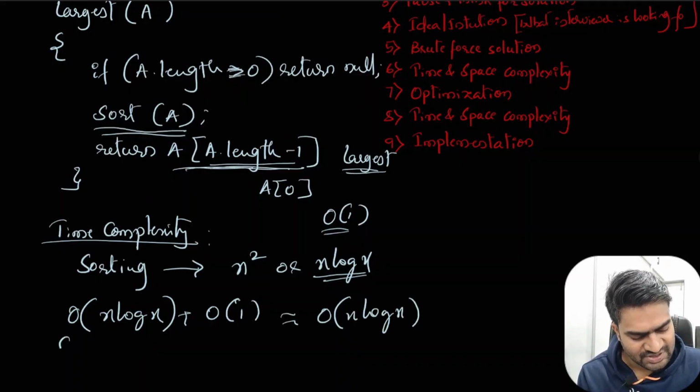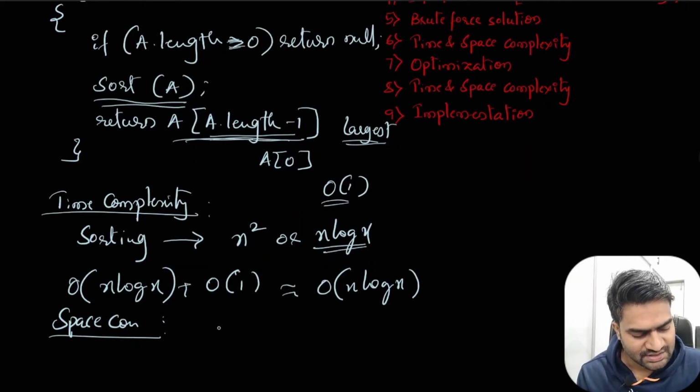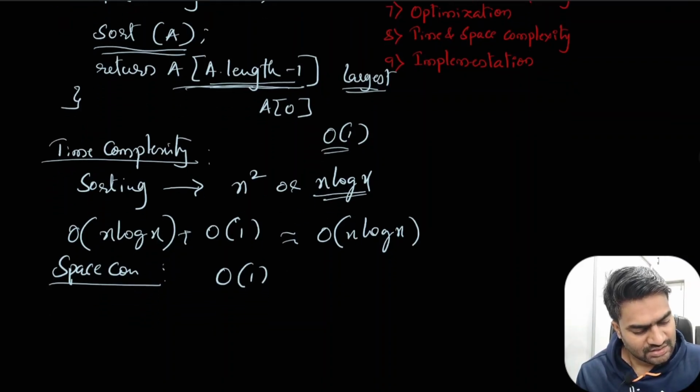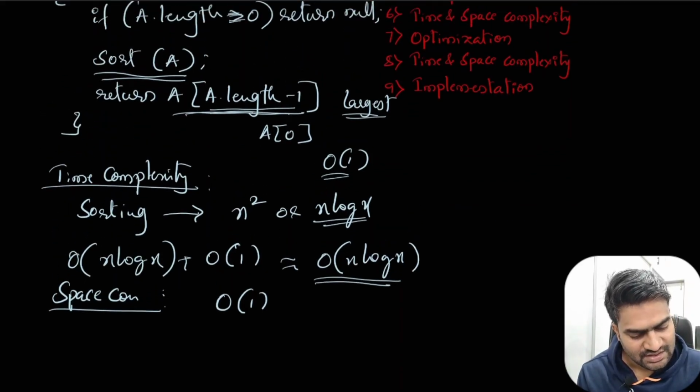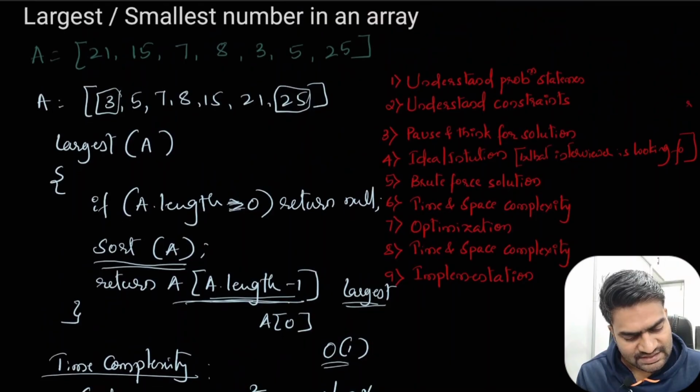What about the space complexity? We are not using anything extra here, so it is of order 1. Now, this is our time complexity. Is there any way we can improve this algorithm? Yes, let's see that. Here, first we are sorting the array and then taking the last number. But now let us take the same array.